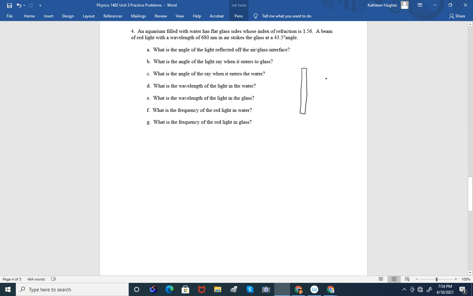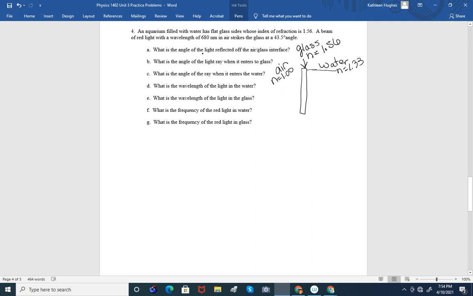So let's look at this. We have a situation here where we have air over here, which is n equal 1. Then we have our glass, that's n equal 1.56. And then over here we have water. Of course, that's n equal 1.33. So we have all of our indices of refraction.